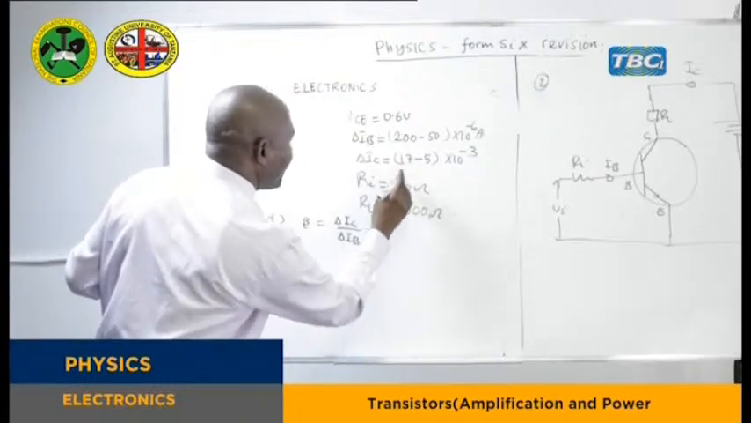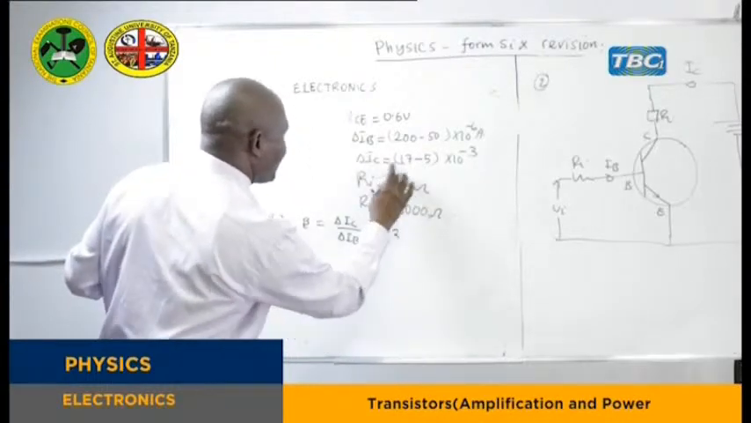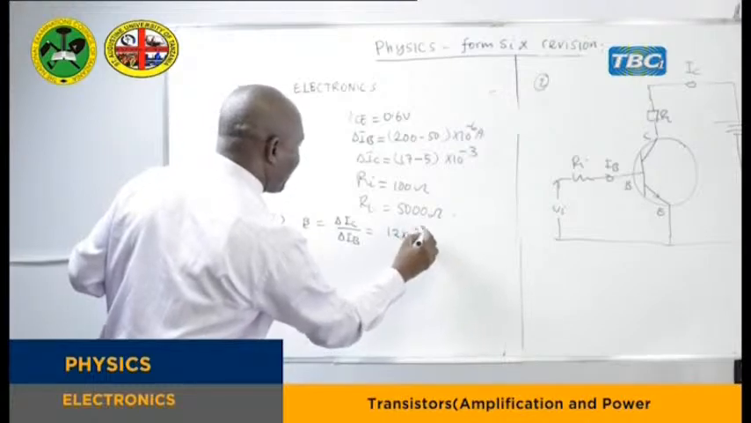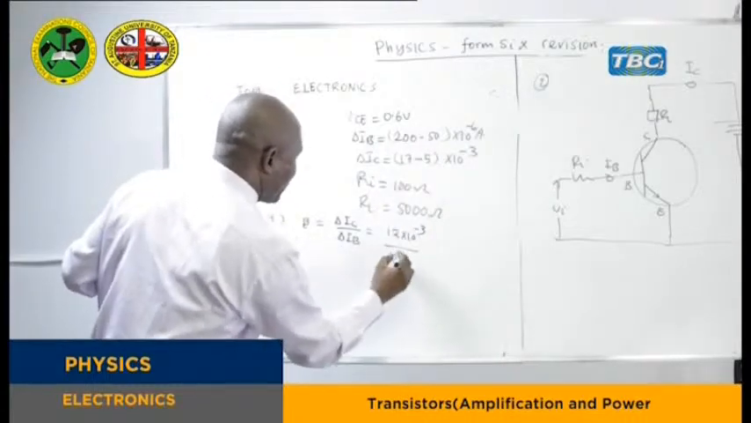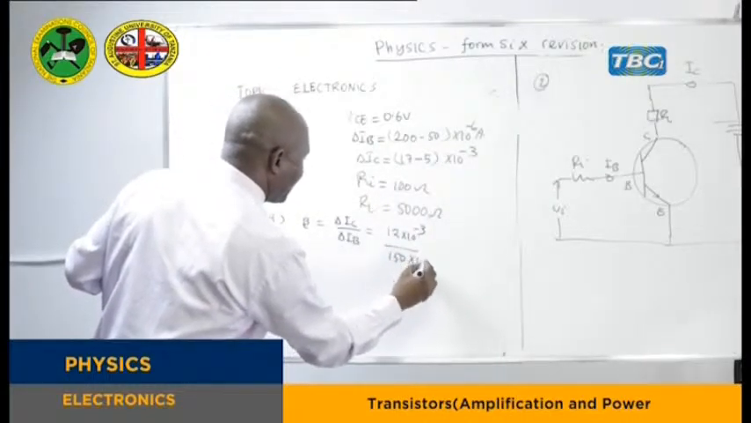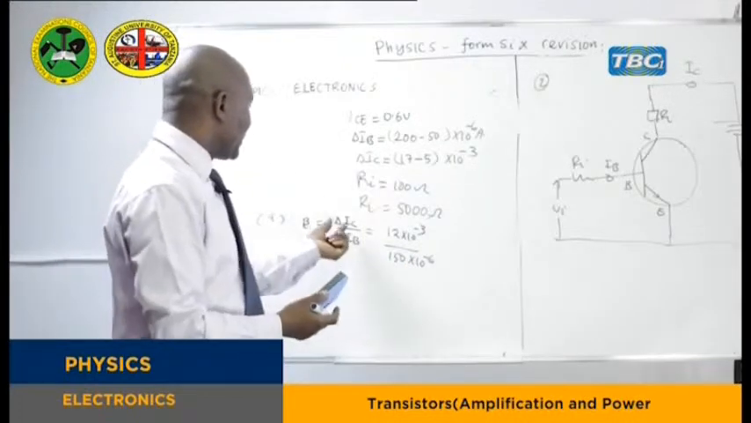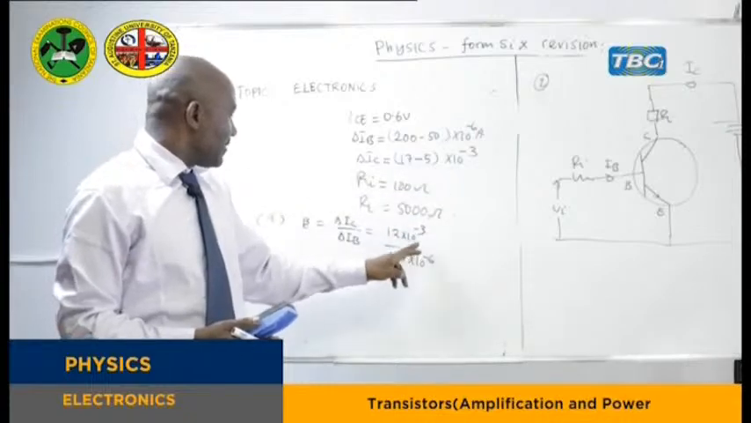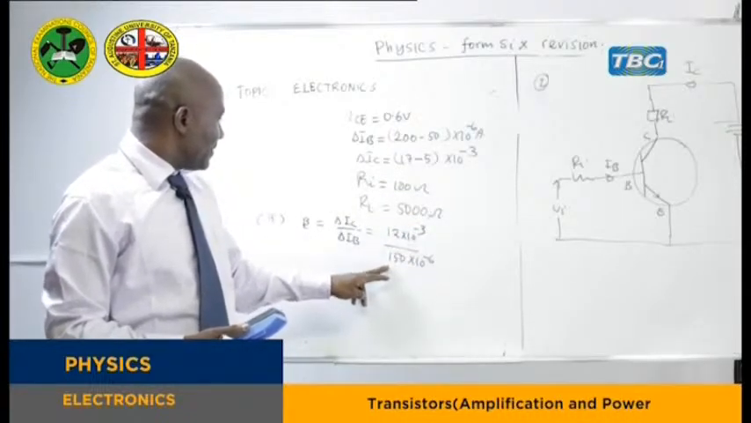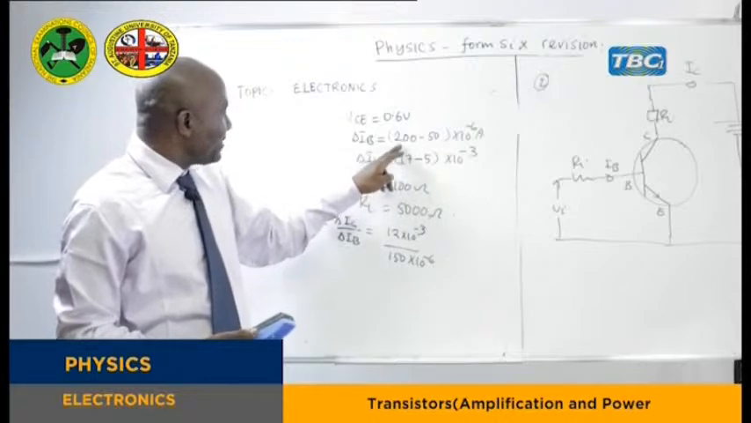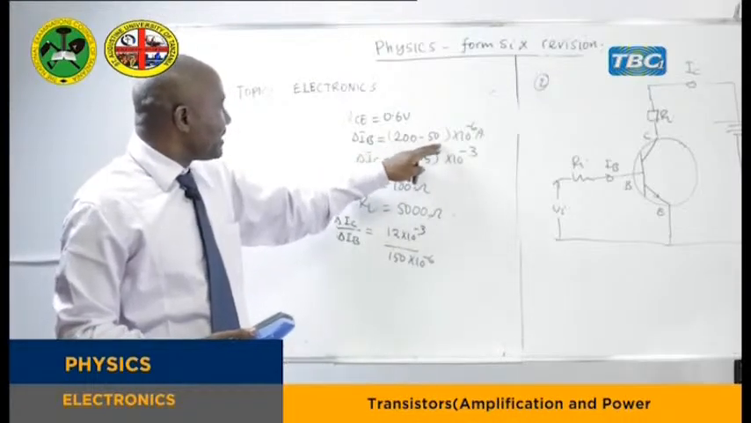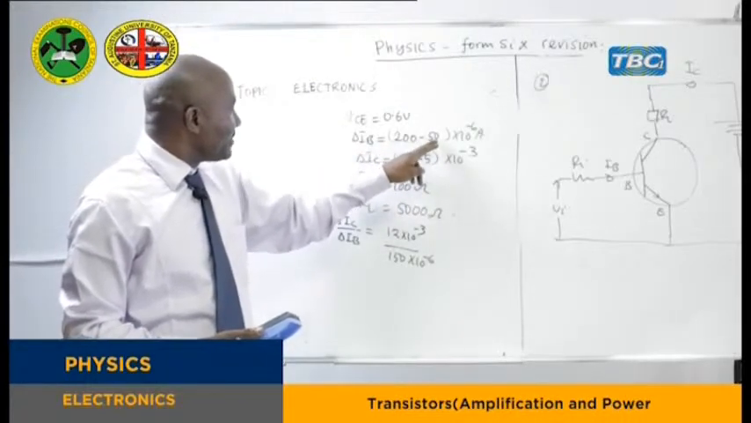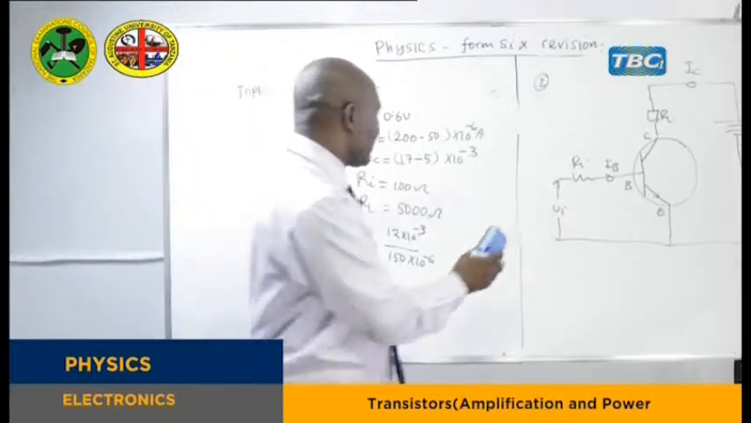So this difference is giving us 12, the collector change, which is times 10 to the power negative 3. And this difference is giving us 150 times 10 to the power negative 6. So this is the change in the output current, which is times 10 to the power negative 3, and the change in the base current is given by 200 minus 50, which is 150 times 10 to the power negative 6.